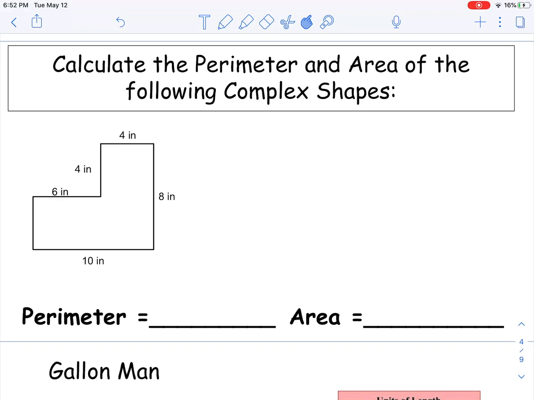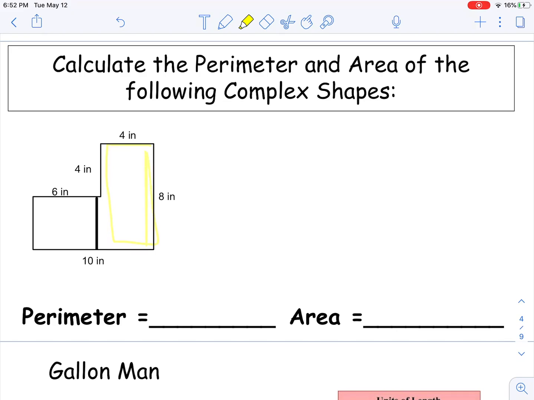All right, perimeter and area of complex shapes. Remember, these are the ones we gotta split up and then label all of our sides before we get to work. You have 2 options on this one. You can split horizontally, you can split vertically. I'm just gonna go ahead and split vertically. Again, as best as you can. I know mine's a little bit off to the left, but that's okay.